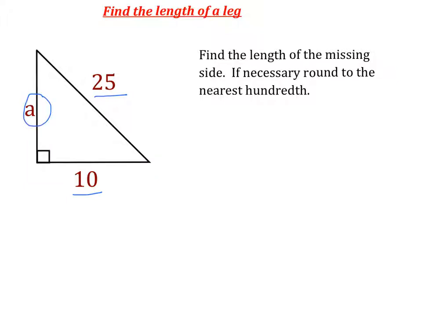So here we have a triangle where B and C are given, and we're asked to find A. So we have A squared plus B squared, which is 10 squared, equals 25 squared.